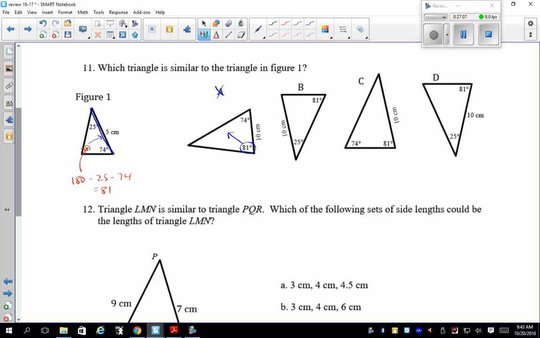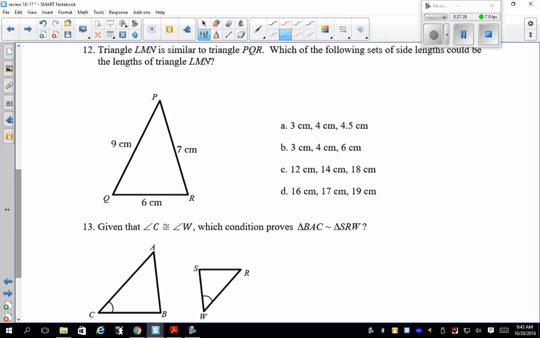Part B, here's the 81. It has the same angle, 25 here, and the side is across from 81, so that's good. I'm going to check the other two answers just to make sure. Here's the 81. The side is not across from 81. It's next to 81, so C is not going to work. And again, D, here's the 81. The side is not across from the 81, so D is not going to work. Your answer choice here is B.